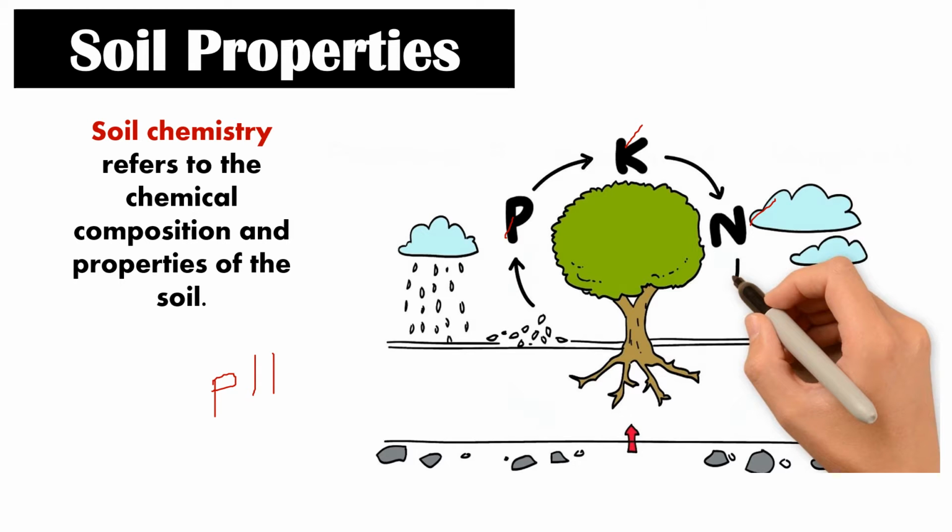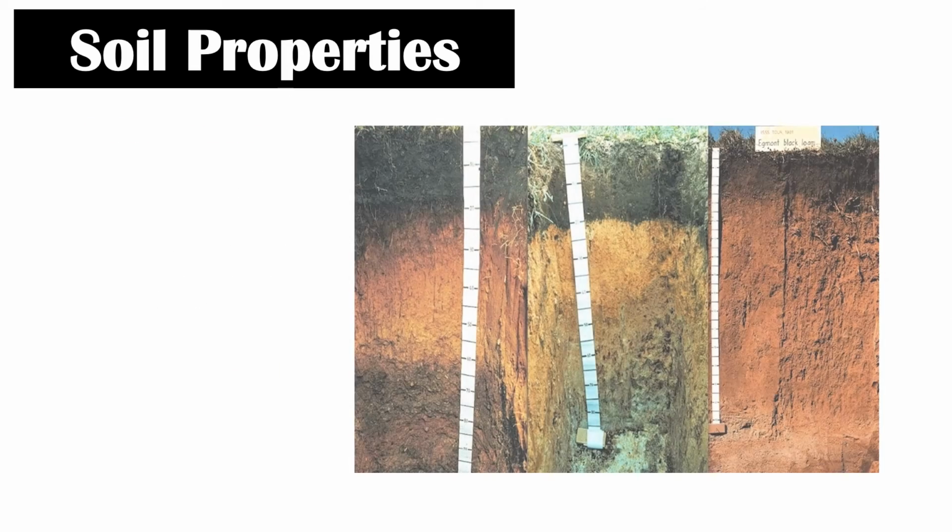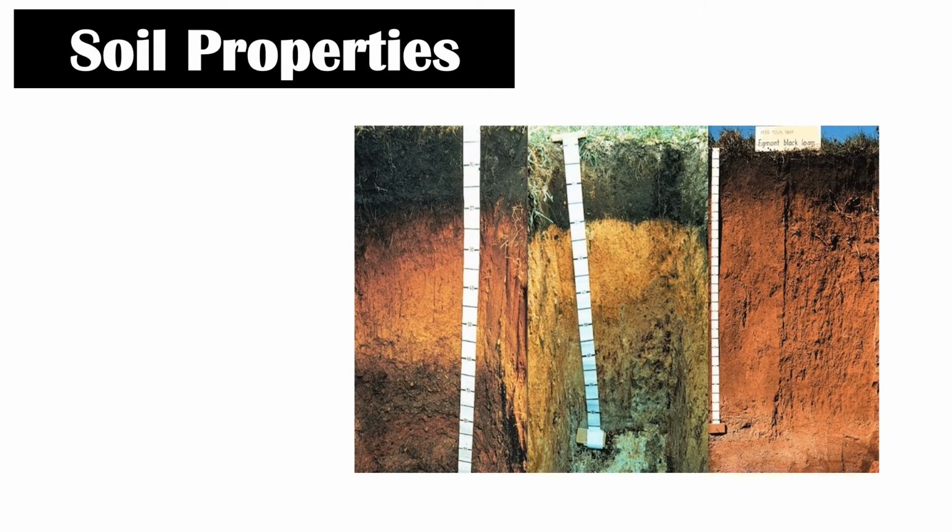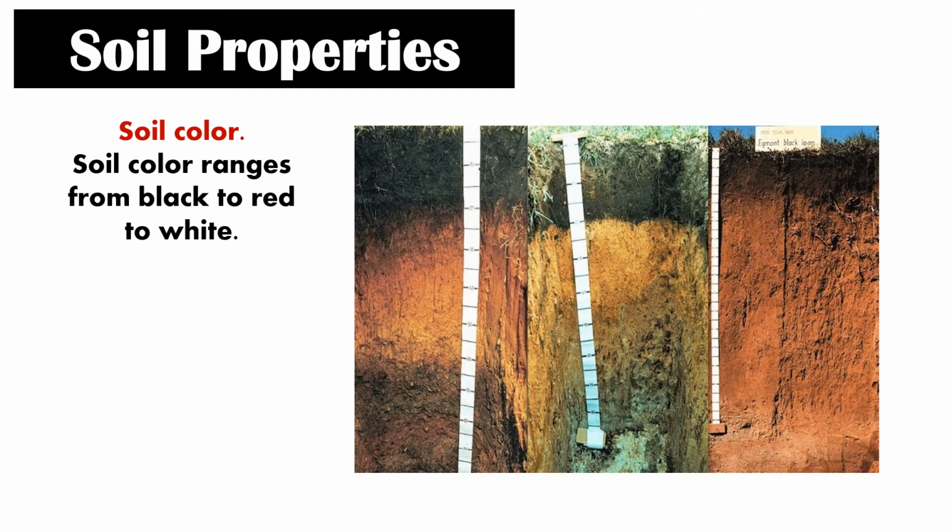So, kino-consider ng mga farmers yung soil pH para sa plants na papalakihin nila dito. Kasi may mga plants na gusto acidic yung soil, may mga plants naman na ang gusto ay basic or alkaline yung environment niya. Next is soil color. So your soil color ranges from black to red to white.